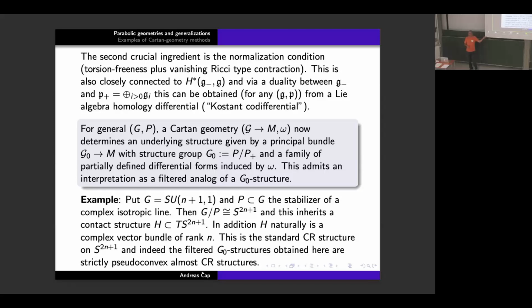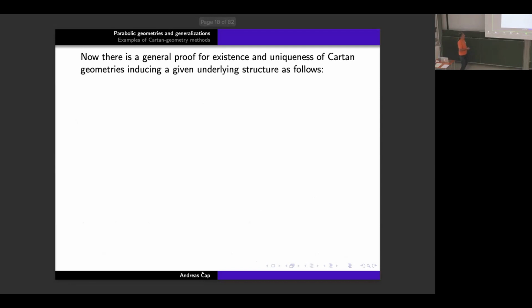I just want to give you this example as something that you can keep in mind as a model example, and I'll return to it with one of our constructions. So these are the underlying structures that you can hope to get a Cartan geometry from.